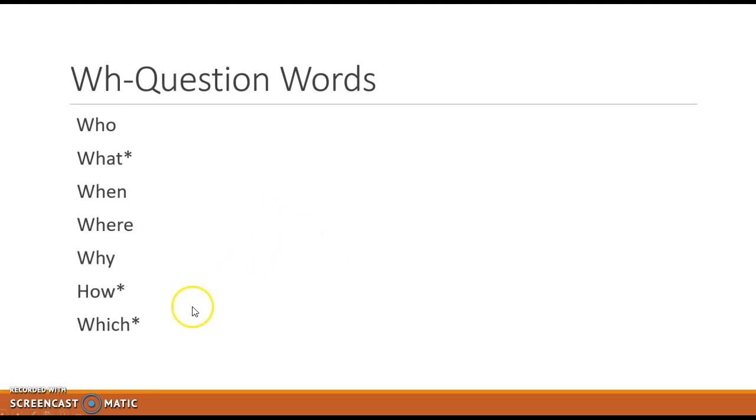What, how, and which have stars by them because we can actually use these as WH question phrases instead of just words. So for example, we can use what, or we can say what time, what school, what university. For how, it's the same thing. We can say how or how much, how often, how many, and the same goes for which.